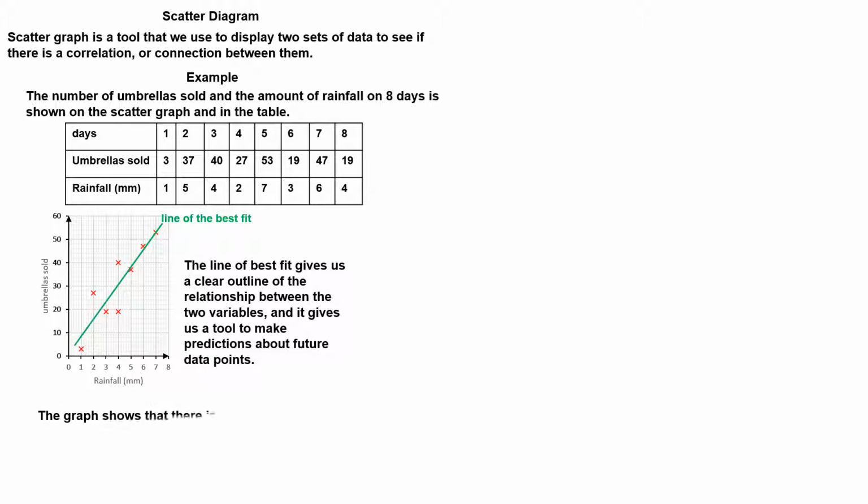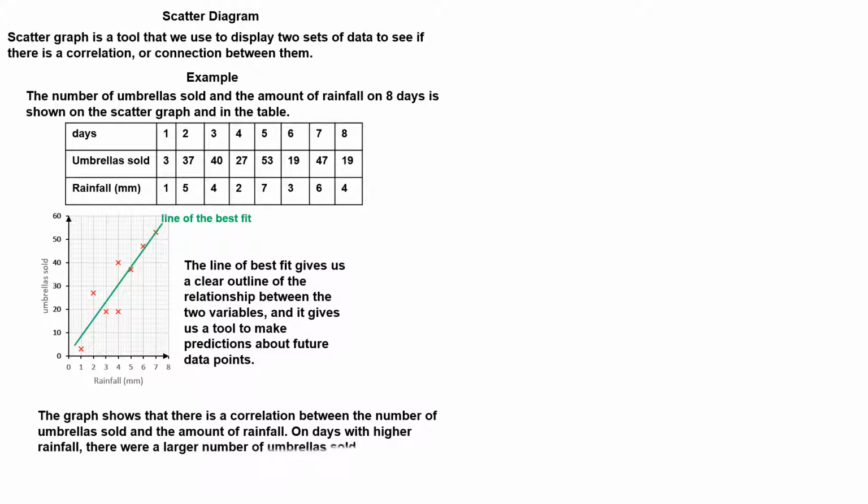The graph shows that there is a correlation between the number of umbrellas sold and the amount of rainfall. On days with higher rainfall, there were a larger number of umbrellas sold.